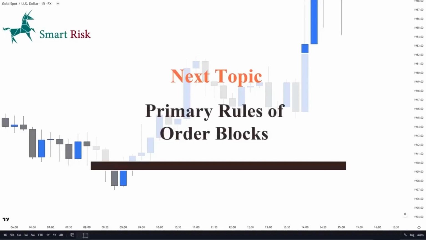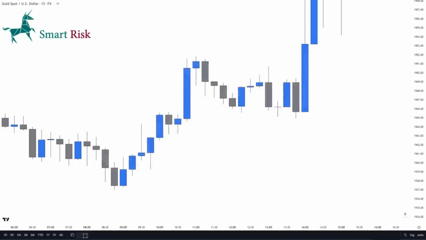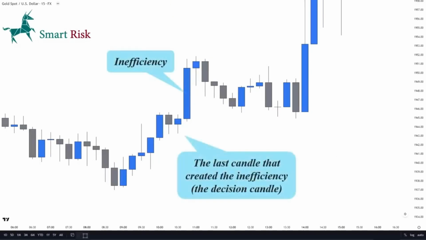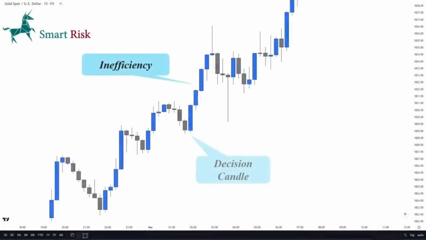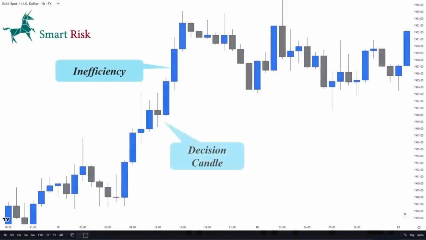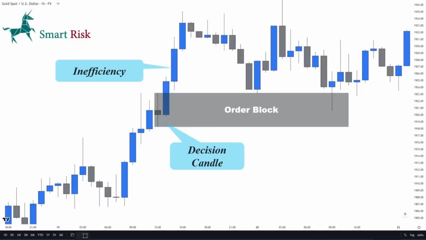So first, let me explain some of the primary rules about order blocks and the smart money concepts. Basically, we consider the last candle that created the inefficiency as the order block zone, which we believe that the decisions are made during this candle. Sometimes, order blocks are at the start of an impulsive move, and sometimes in the middle of the movement in the form of a candle with the same or opposite color.